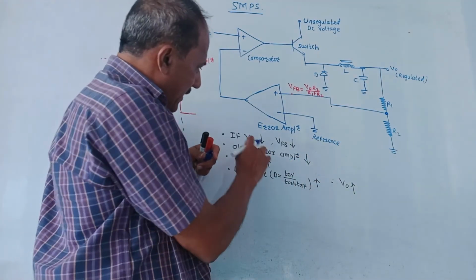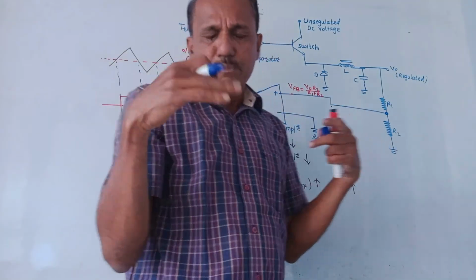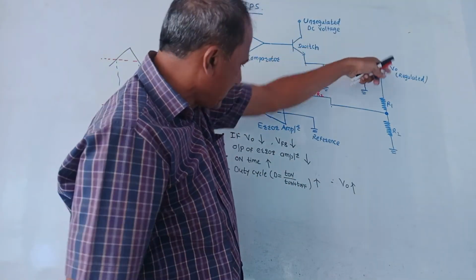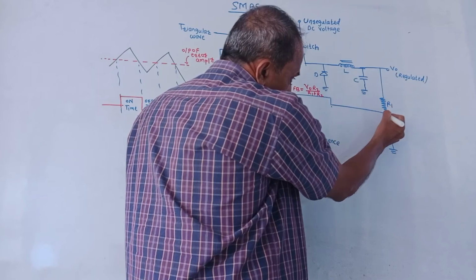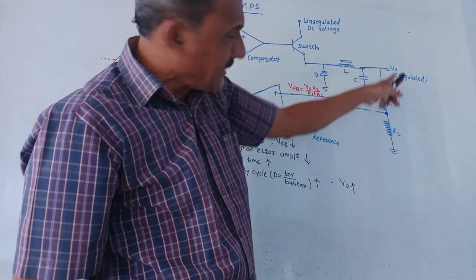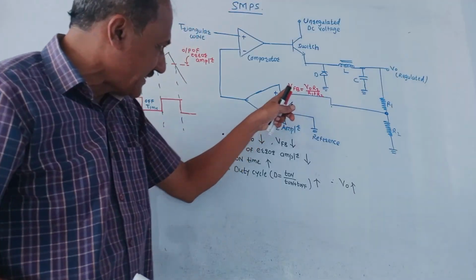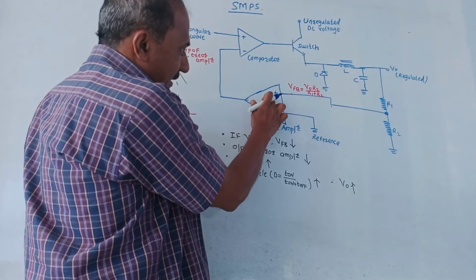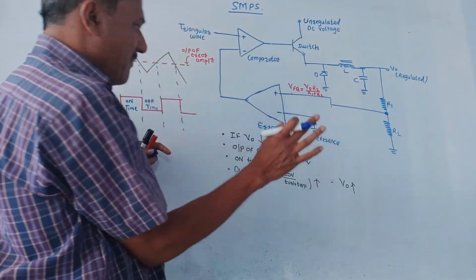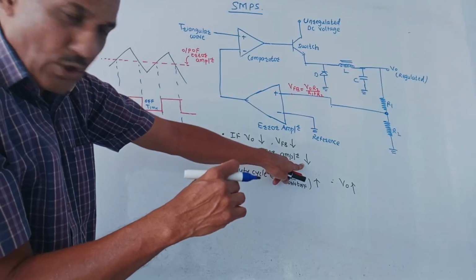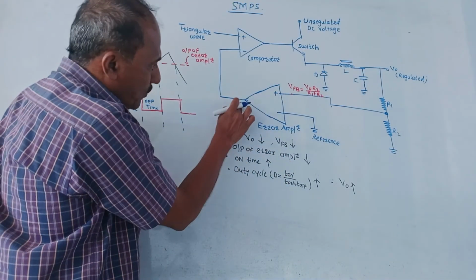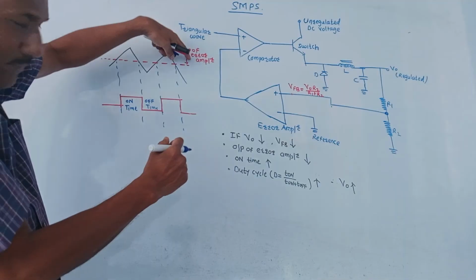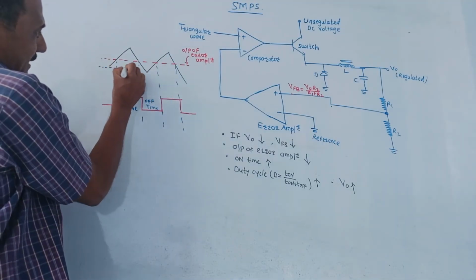We'll consider one condition. If V0 decreases because of some variation in the load or so on, this voltage decreases, then from here we pick this voltage to generate VFB. So if V0 decreases, VFB also decreases, that is, the feedback voltage decreases. Due to this, the voltage applied to the positive terminal of the error amplifier will be reduced. The reference is fixed. So the output of the error amplifier will also reduce, because the positive voltage is lower. Now this dotted line which I have drawn is the output of the error amplifier. If this reduces, that means this level will shift downward.